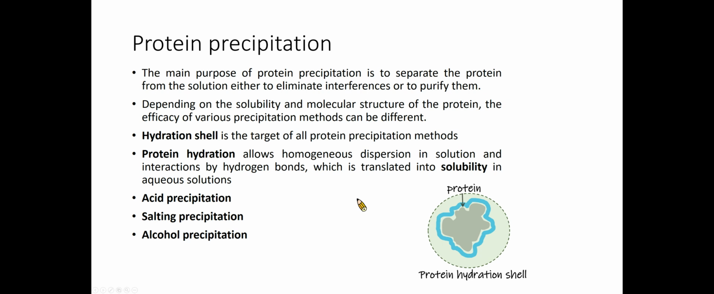The efficacy of protein precipitation method varies depending on the solubility and molecular structure of the protein. Regardless, the hydration shell is the target of all protein precipitation methods, as the hydration shell contributes to protein solubility in aqueous solutions. The protein precipitation techniques can be divided into three categories: acid precipitation, salting precipitation, and alcohol precipitation. In the following slides, we will introduce each technique in detail.